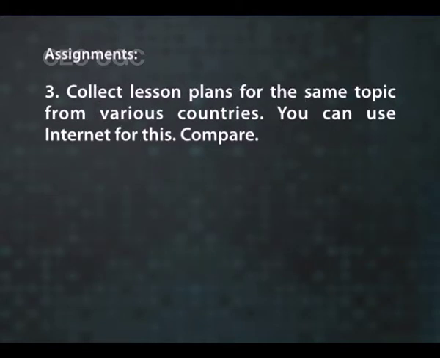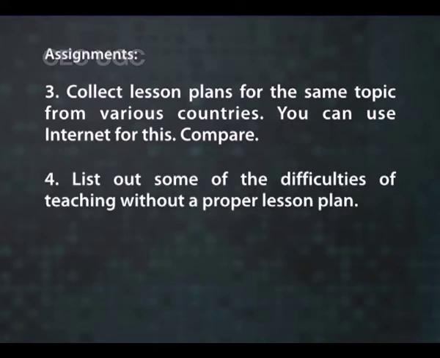3. Collect lesson plans for the same topic from various countries. You can use internet for this. Compare. 4. List out some of the difficulties of teaching without a proper lesson plan.